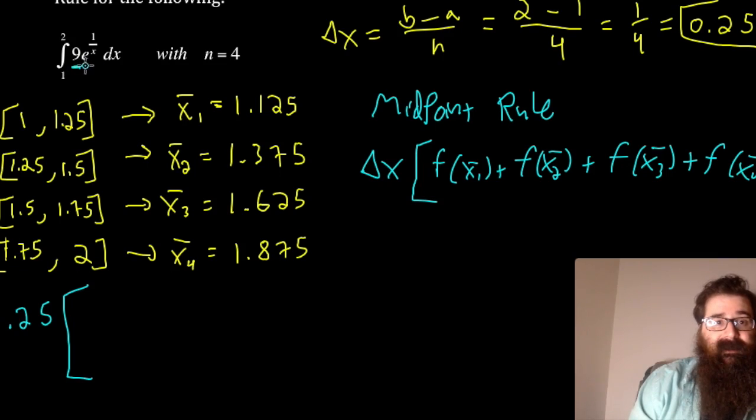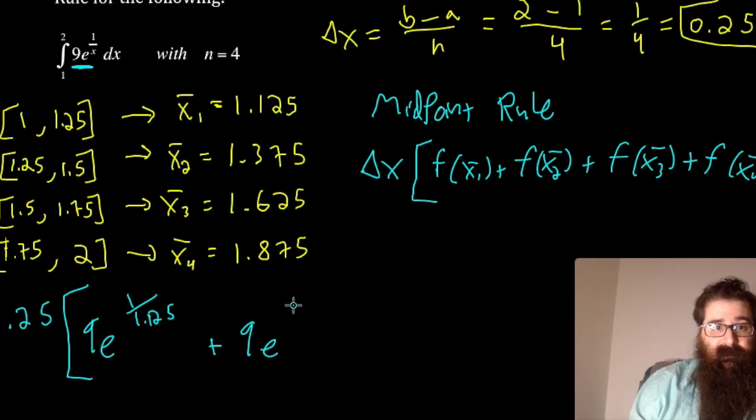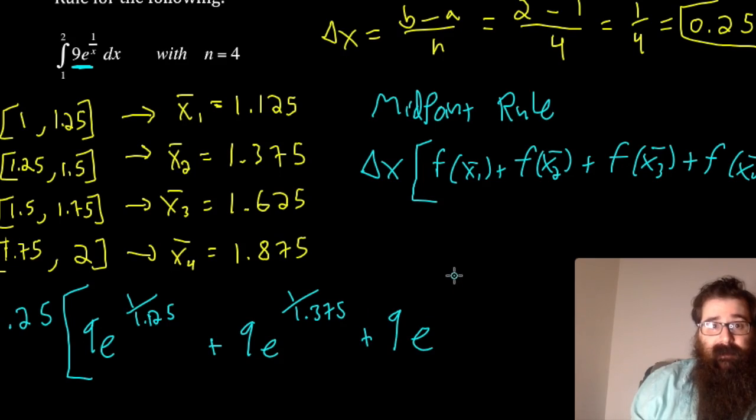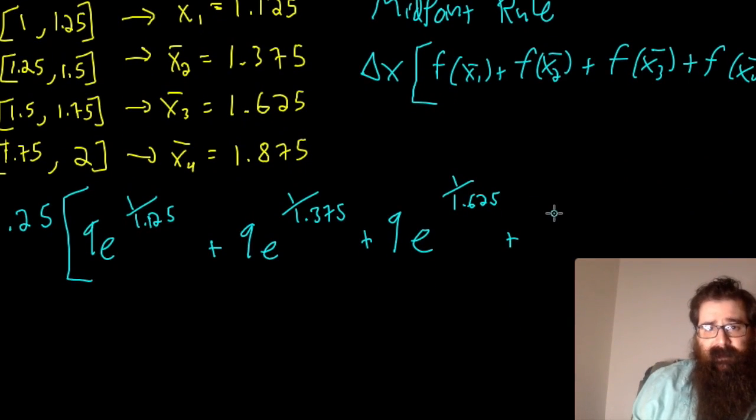It's this 9e to the 1 over x. So then I want to plug these midpoints in. So that would be 9e to the 1 divided by 1.25. Sorry, 1.125. And I want to add to this, and I want to plug in the next midpoint, so 9e to the power of 1 divided by 1.375. And keep going. 9e to the 1 over 1.625. And then we get to this last midpoint. Plugging that in gives us 9e to the 1 over 1.875.